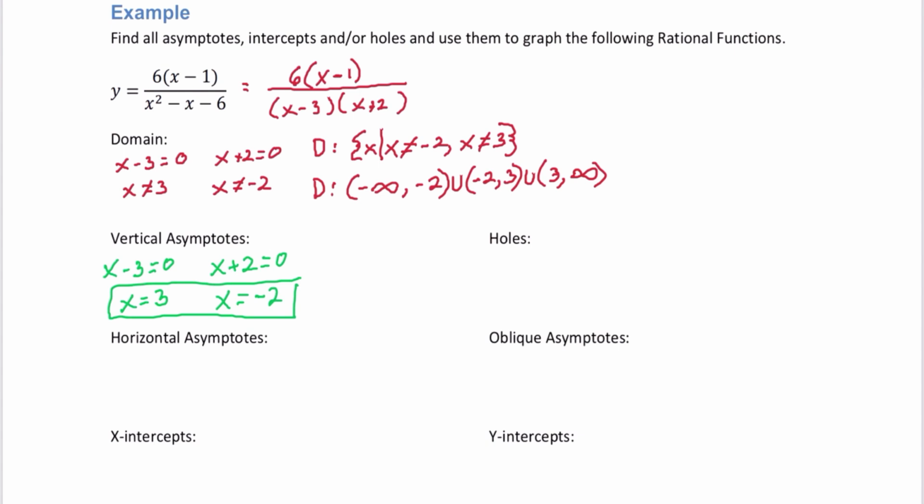To find holes in the graph, we look to see if any of those factors reduced or canceled. We didn't have any that reduced, so there's going to be no holes in the graph.